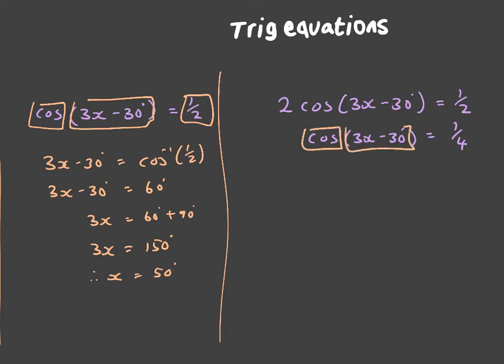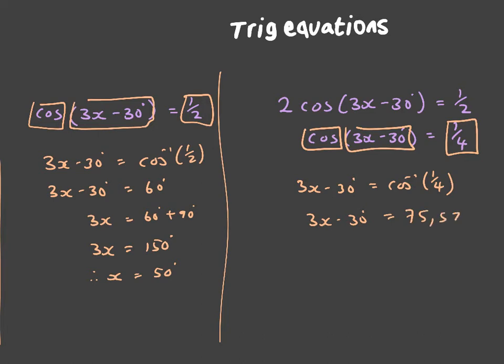Trig function, angle, ratio. So therefore, what's happening now? We're going to say the angle, which is 3x minus 30 degrees, is equal to arc cos of a quarter. If you press shift cos, arc cos on your calculator, the ratio is a quarter, 1/4. You're going to get 75.522. And you include all those decimals.